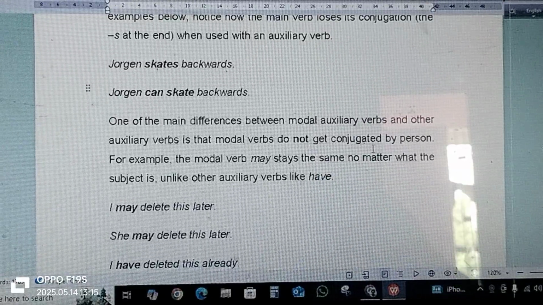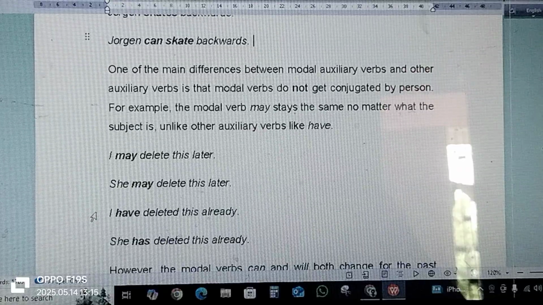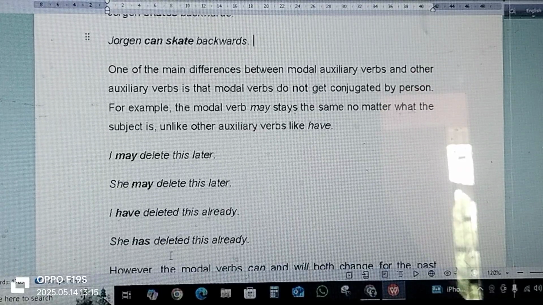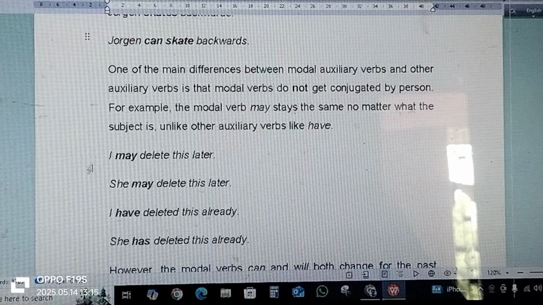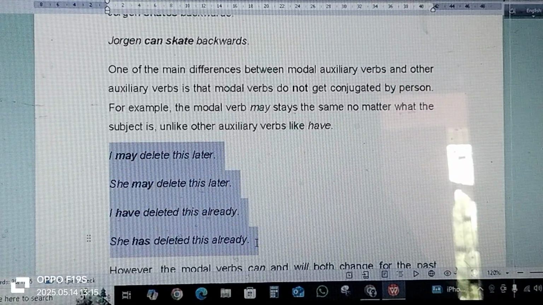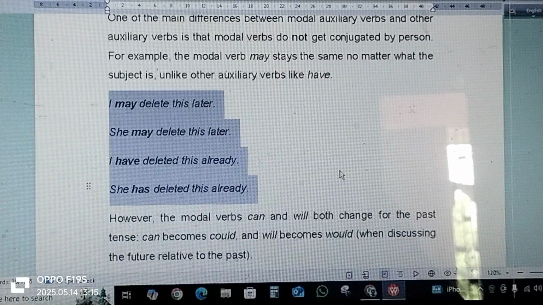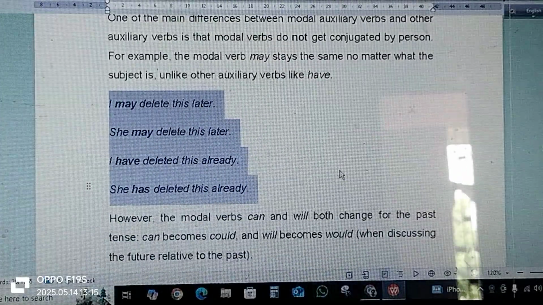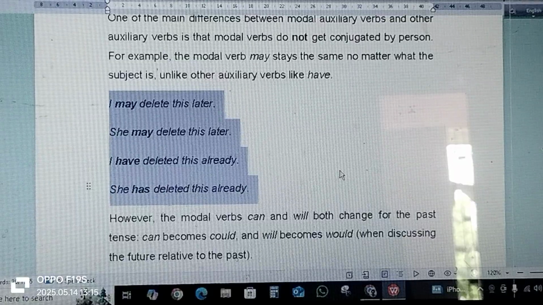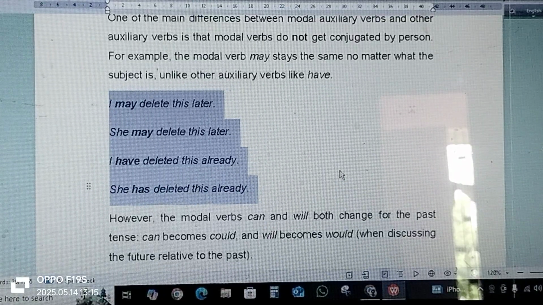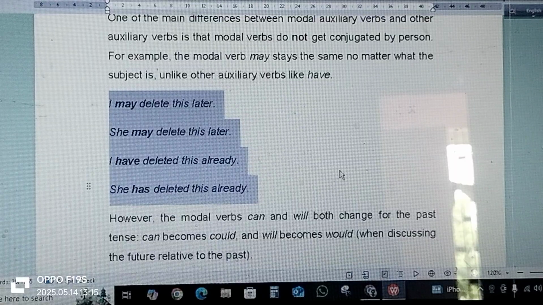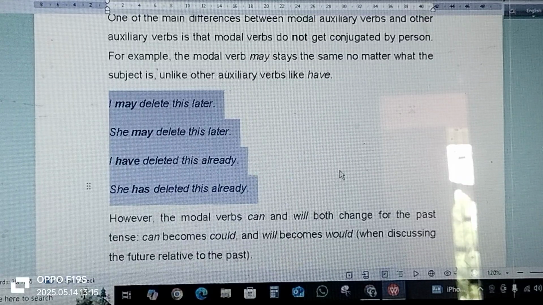Okay. I have deleted this already. She has deleted this already. These are the sentences where I clarify that in the case of modal auxiliary verbs, on the basis of person and tense, the spelling will be the same. We need not add s or es as in the case of other main verbs.